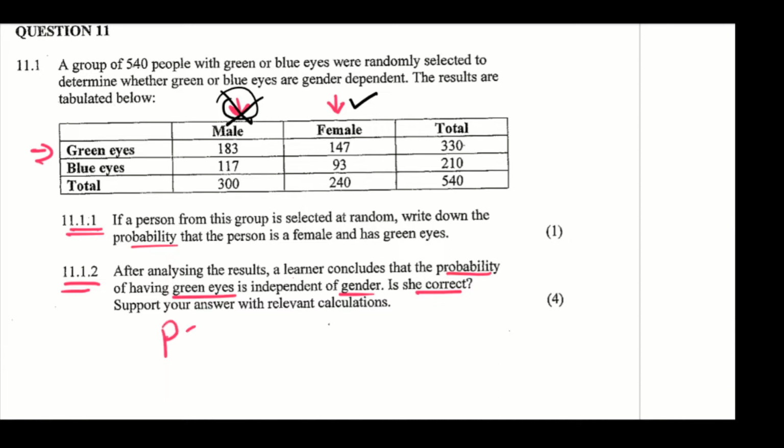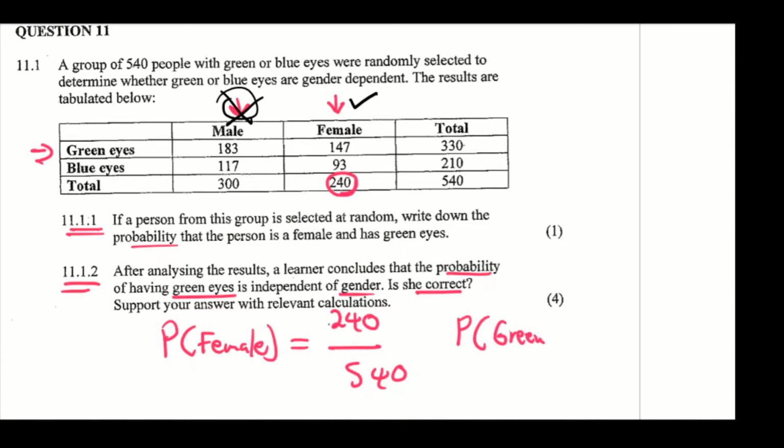So let's look at the probability of females. The total number of females is 240, so it's going to be 240 divided by 540. So that is the probability of females. What is the probability of green eyes? These are green eyes, this is green eyes. The probability of the entire green eyes is actually 330. So it's 330 divided by 540, right?